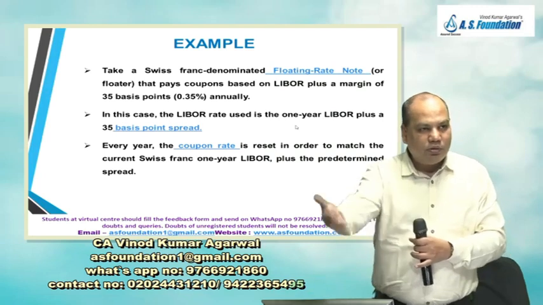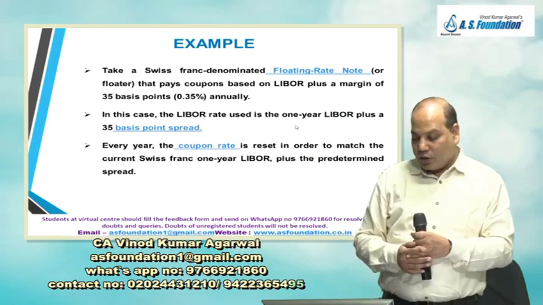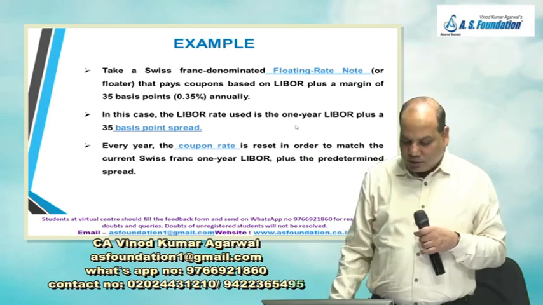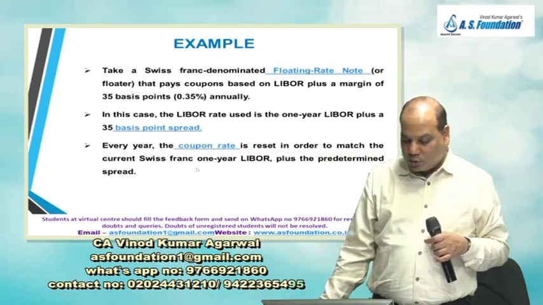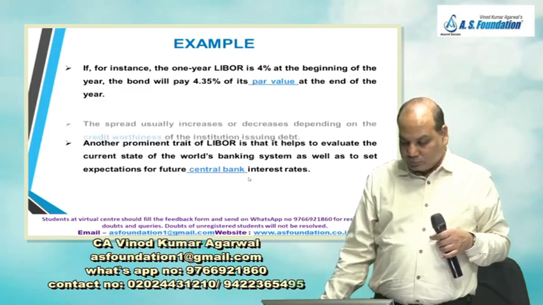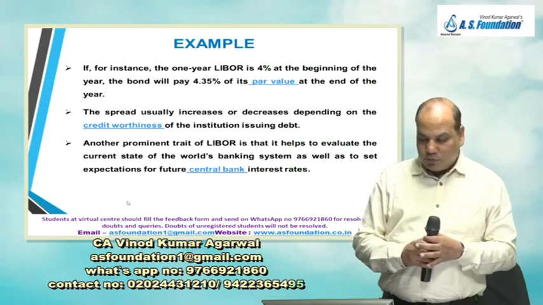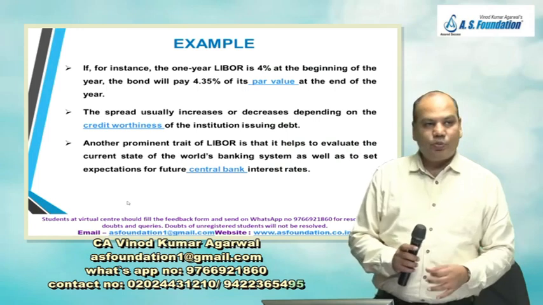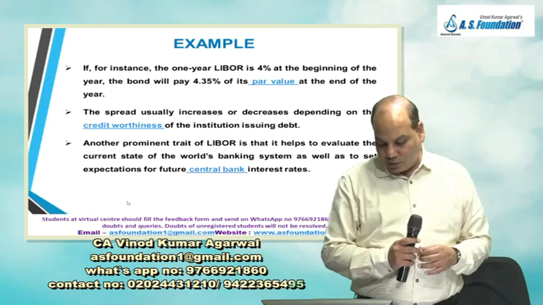So when will the LIBOR be reset again? After 1 year. Again after 1 year, if the LIBOR changes, they will revise the interest rate. Each year the coupon rate is reset in order to match the current Swiss franc 1 year LIBOR plus the predetermined spread. Okay. Now for example, they have tried to simplify it for you. If 1 year LIBOR is 4% at the beginning of the year, this bond will pay 4.35% of the par value at the end of the year.